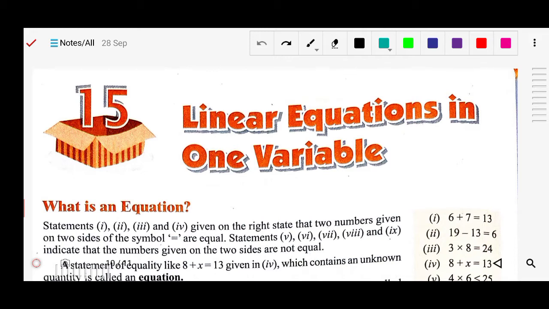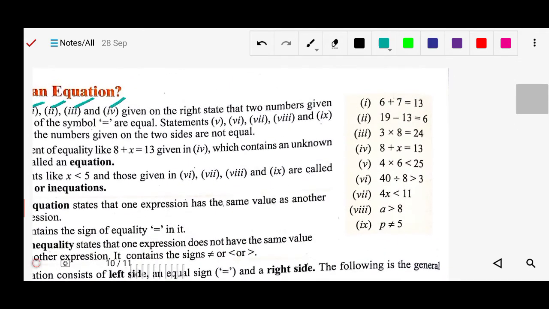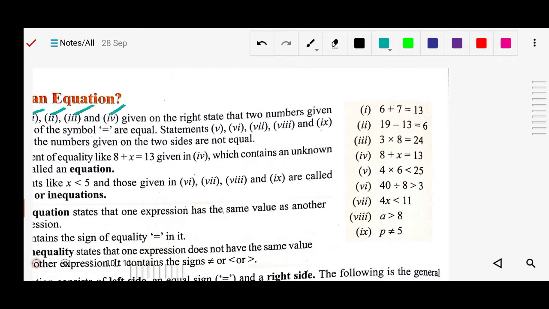So, what is an equation? An equation is a statement of equality which contains an unknown quantity. It is a statement of equality, and there will be an unknown quantity that we have to find out. You can check from the examples here: 1, 2, 3 and 4.